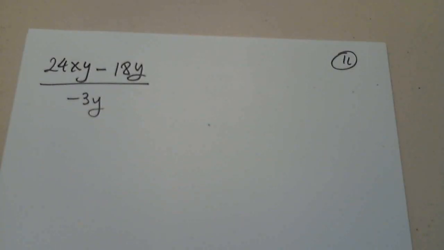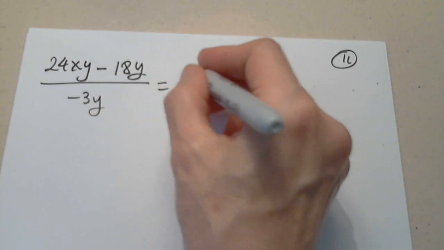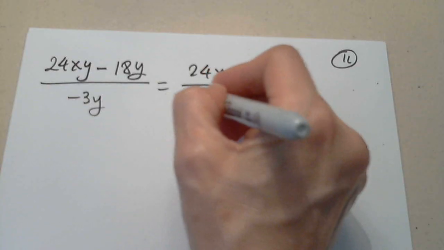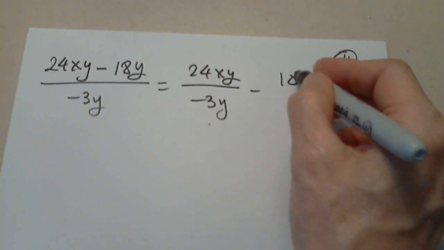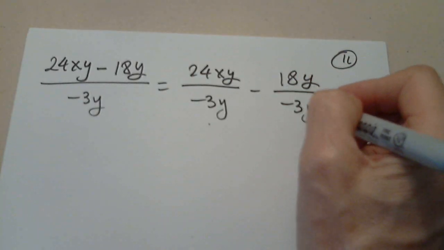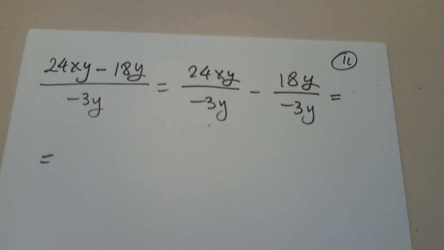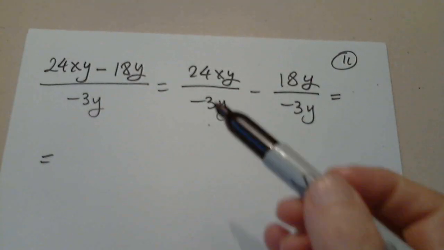So when the denominator is one term, that is a great opportunity for us to simplify. We separate the fraction into 2 fractions. Why 2? Because the numerator has 2 terms. 24xy divided by negative 3y minus 18y divided by negative 3y. And now we simplify each fraction individually.